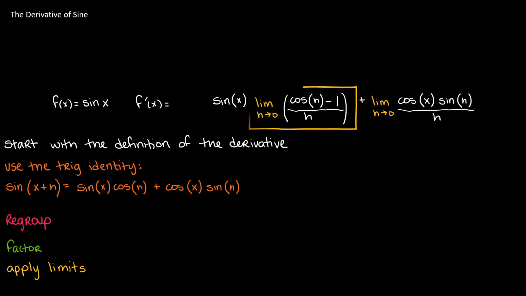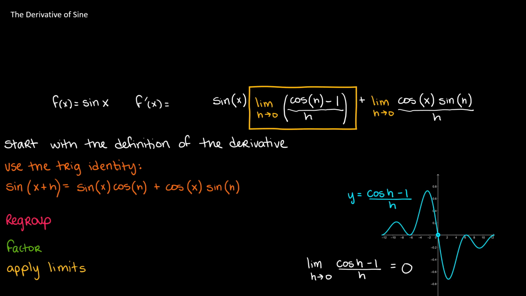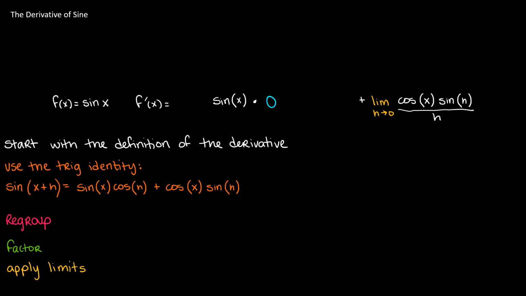The second limit, cosine h minus 1, all divided by h, where h is approaching 0, we actually had to do a lot of work to find this limit, but if you recall, the graph of the function passes through the origin, which means the limit as h is going to 0 is 0. We have one more limit to evaluate, but before we evaluate it, let's notice that cosine x does not depend on h, so we can factor that out just like a constant.